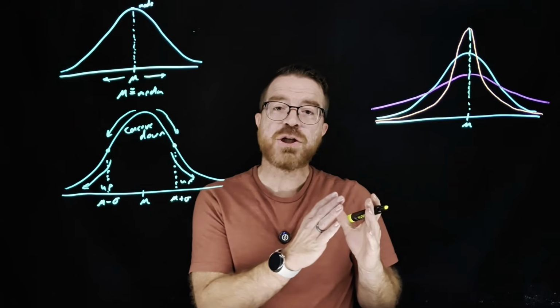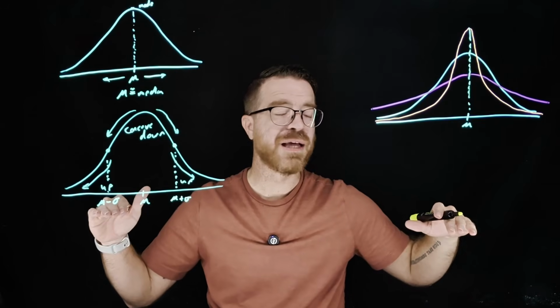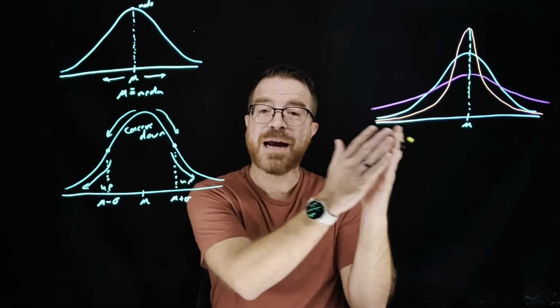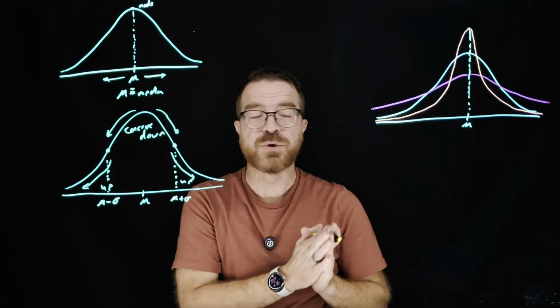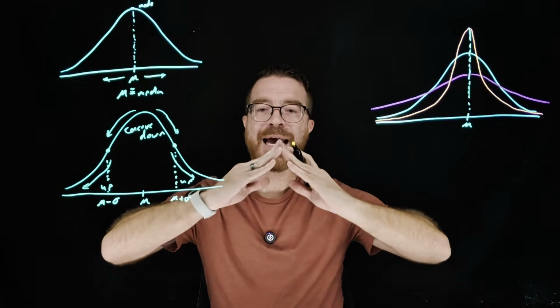But the standard deviation determines how wide it is, how much it distributes to the left and to the right. Of course, because the area under each of these graphs has to be equal to 1, this means that as you get a larger standard deviation, your peak has to decrease.